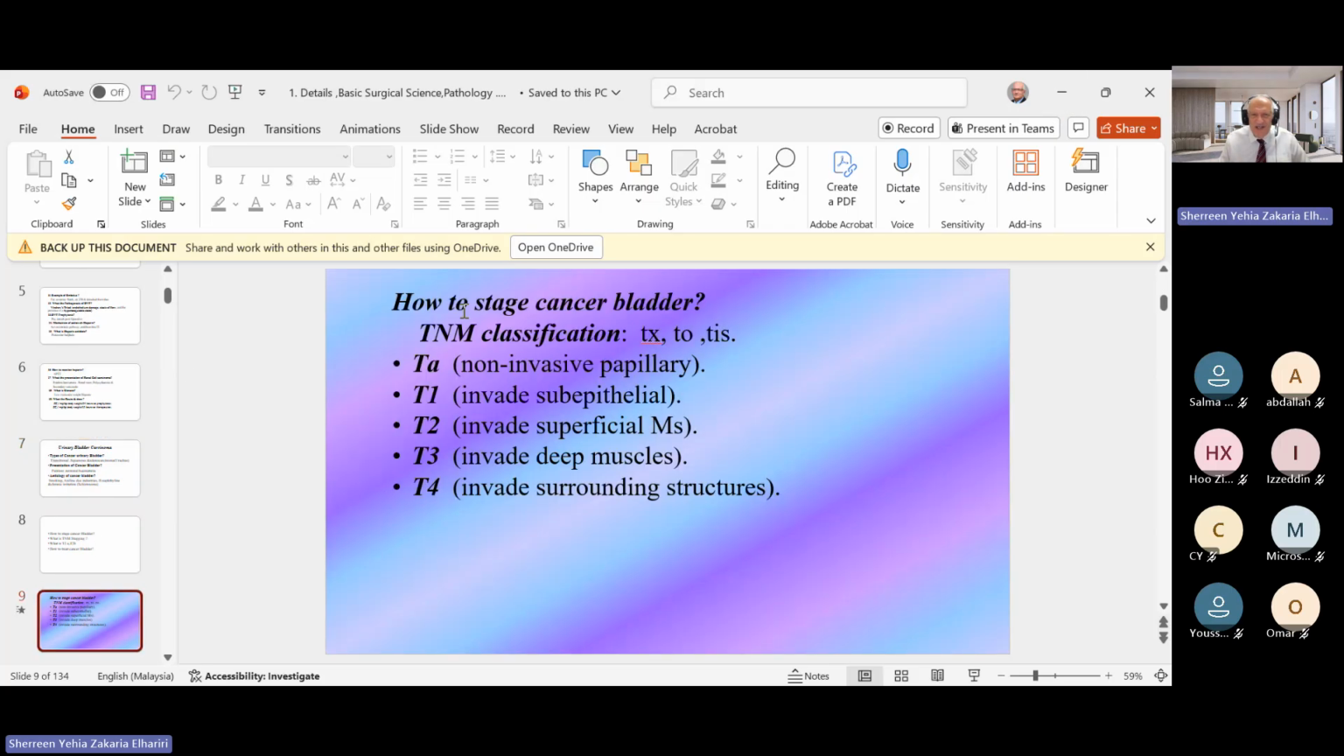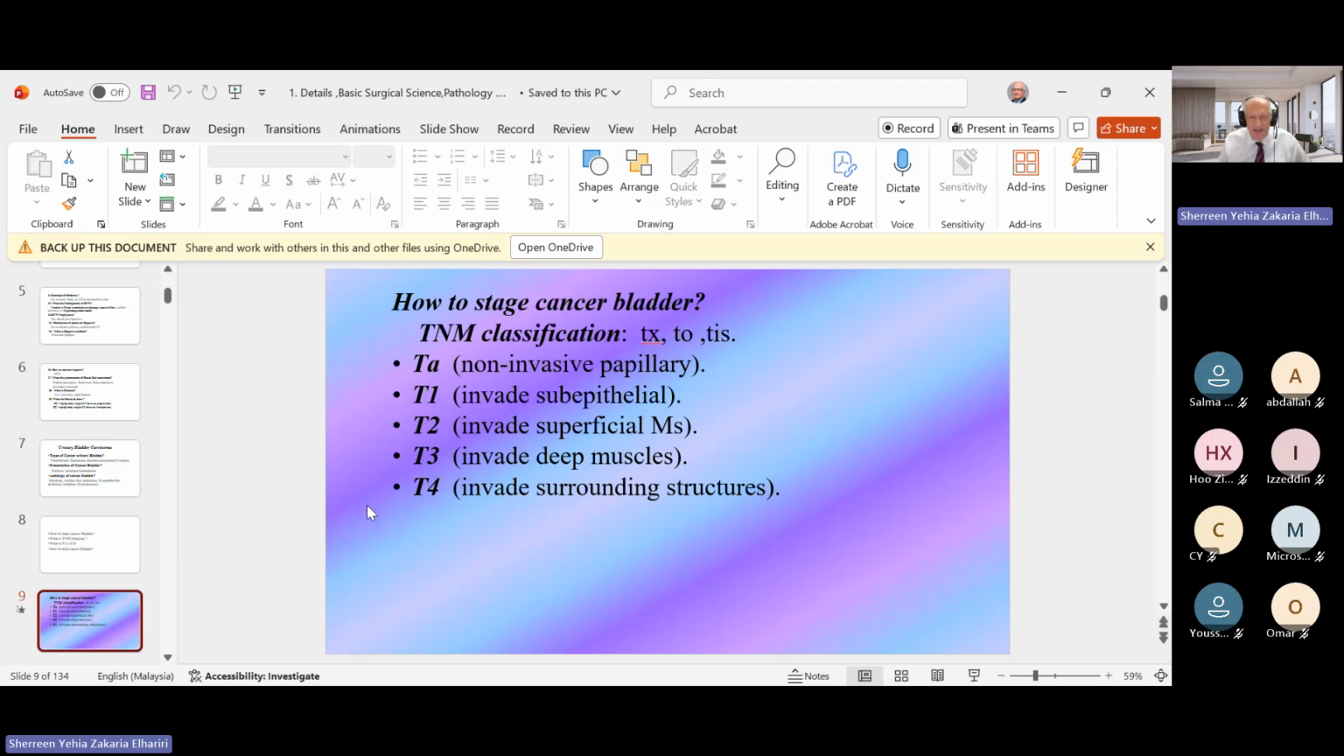In the staging of urinary bladder cancer, we have T2 invading the superficial muscle and T3 invading the deep muscle. Up to the superficial muscle, we can remove the tumor and we don't remove the urinary bladder. With deep muscle invasion, we need to remove the urinary bladder. So the unique difference between urinary bladder cancer and other cancers is that you can have local resection of the tumor if it is superficial. We don't do that in other organs.